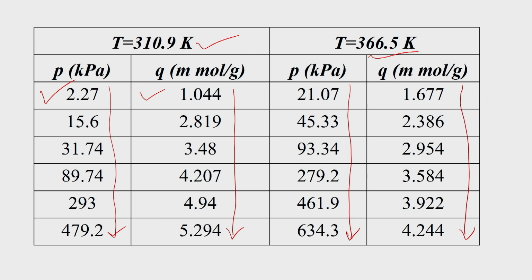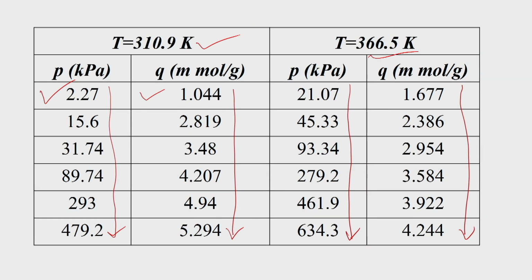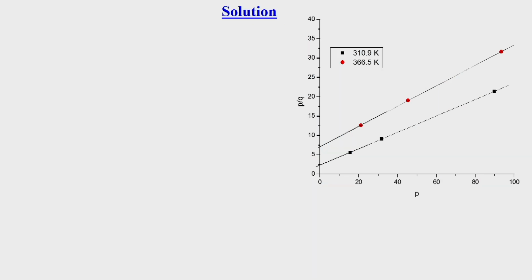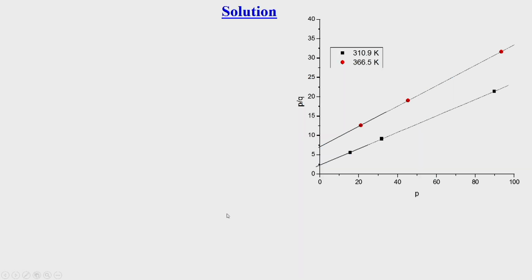Now we need to find the K value, the Qm value, and the isosteric heat of adsorption, delta H. We need to find these three values. Firstly, as we have P and Q values, we will compute P by Q for all these cases, for 310.9 Kelvin and for 366.5 Kelvin. Then we will plot these and get a straight line.